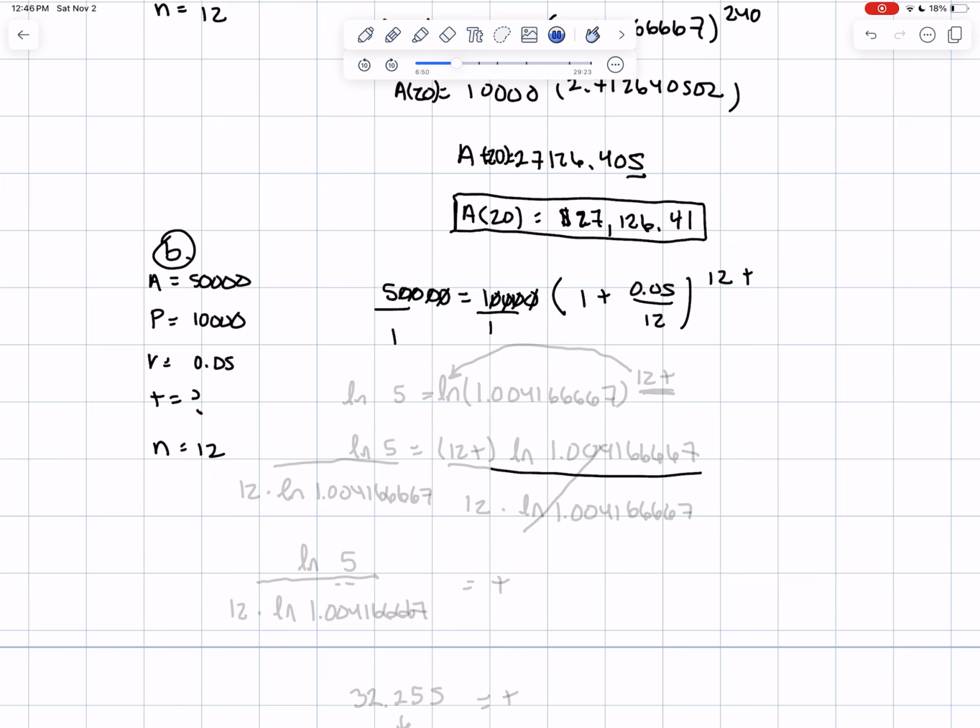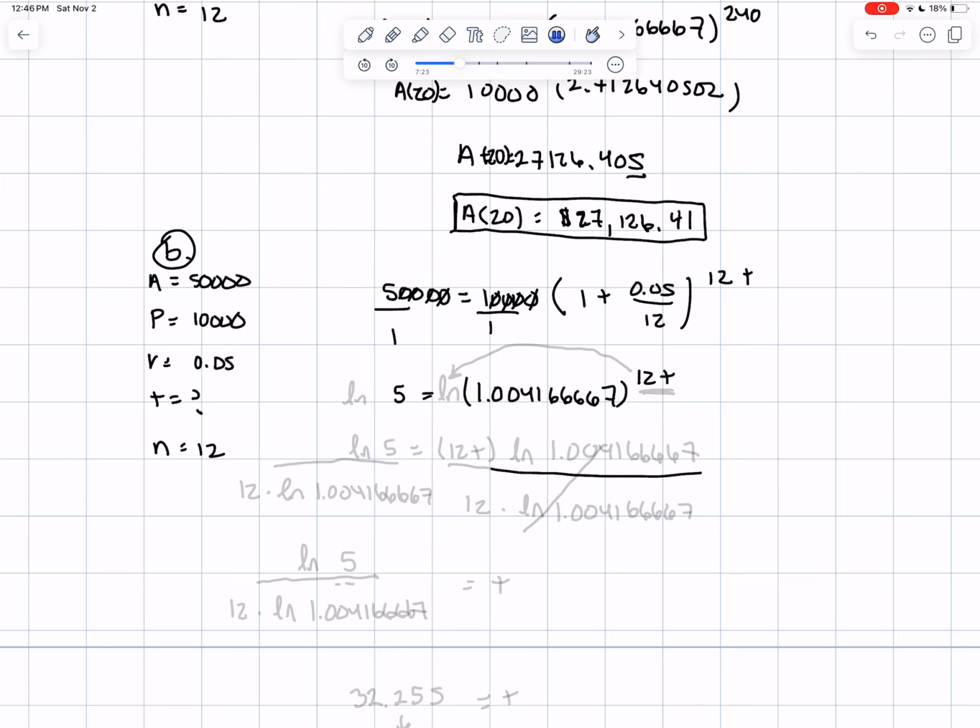So 5 divided by 1 is just 5, which makes it really easy to solve this. And then 1 plus, so let's do the brackets now. 0.05 divided by 12 plus 1 gives me 1.0041666667. And then we have 12 to the t. So I can't really solve that yet because I need to simplify it. So how do I do that?